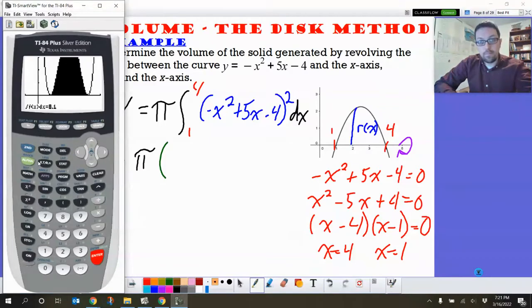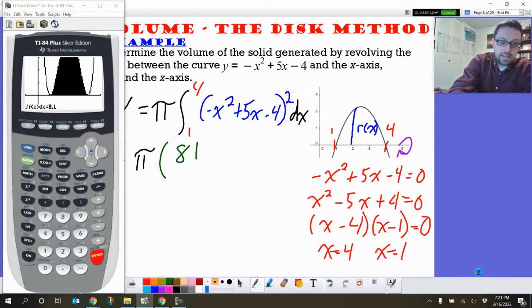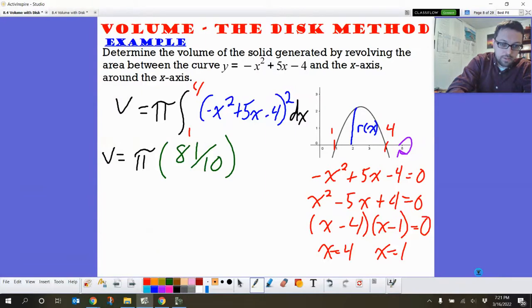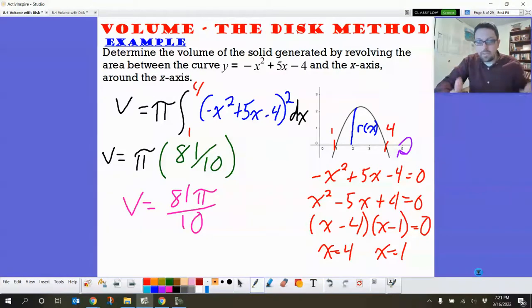So 8 and 1/10 is just 81 tenths. So this thing is getting us 81 tenths for our volume. So our final answer is going to be 81 pi over 10. And you could plug that into your calculator yourself if you really wanted to check. I don't know why you would, but you could.